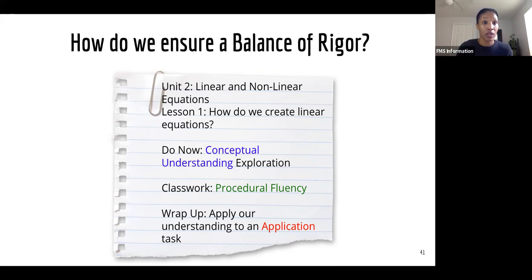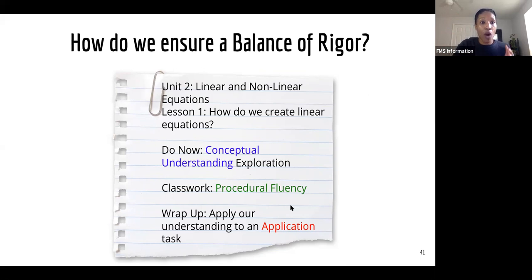So for my do now, that's when I'm going to do an exploration for students to conceptually understand what it means to be linear. They're going to get a 20 to 30-minute exploration. They're going to walk away from that exploration saying that linear equations have a constant rate of change. So I'm going to take that idea and they need to practice that. They need to efficiently and accurately know how to calculate the constant rate of change. And that's what they're going to be doing for their classwork.